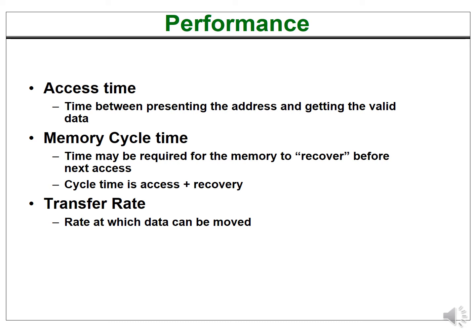Now when we talk about the performance of a memory, we talk about it in terms of three basic parameters. One is the access time, that is the time that the memory takes between presenting the address and getting the valid data. If I'm reading data from the memory or writing data onto the memory, I'll have to give an address, and that address will specify where I want to write the data or from where I want to read the data. So that is the access time.